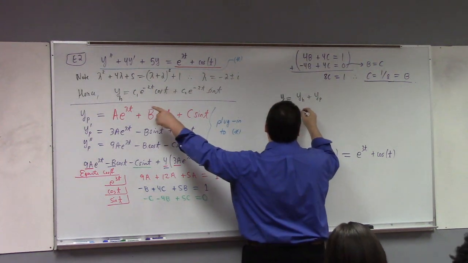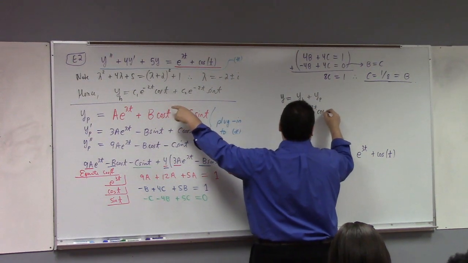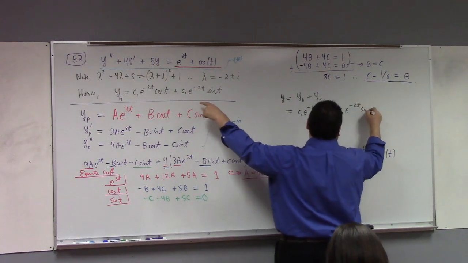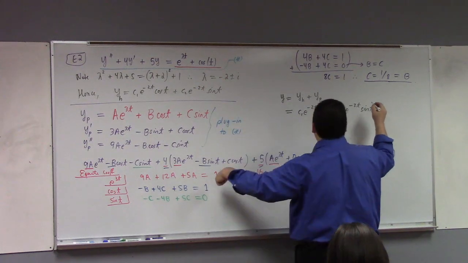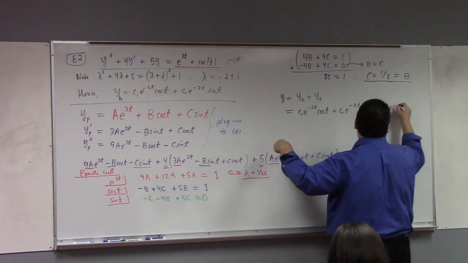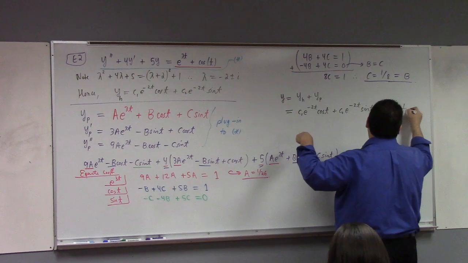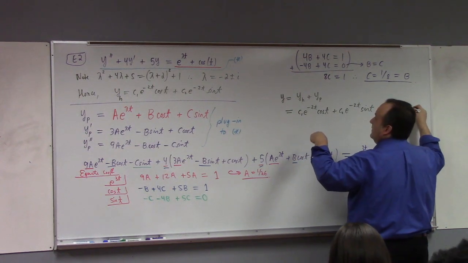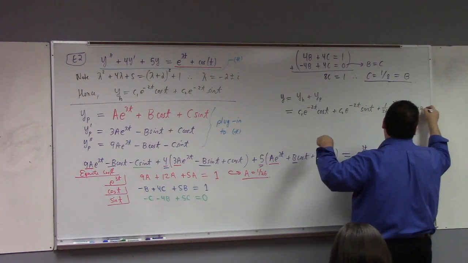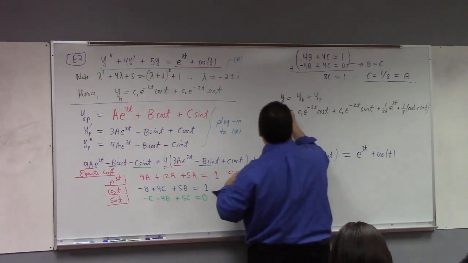Here, yh is c1 e to the minus 2t cos t plus c2 e to the minus 2t sine t. And then I've got plus 1/26 e to the 3t plus 1/8 cos t plus sine t, I think. It just so happened I could factor the 1/8 out there, right? So there you go. That's the general solution.